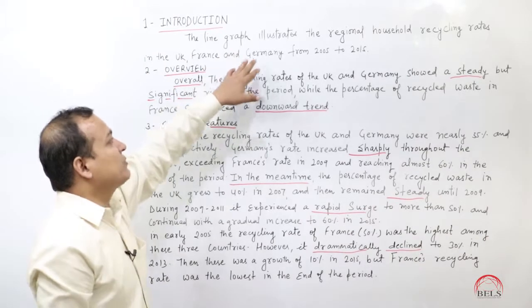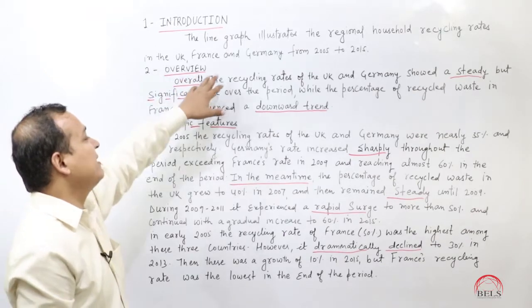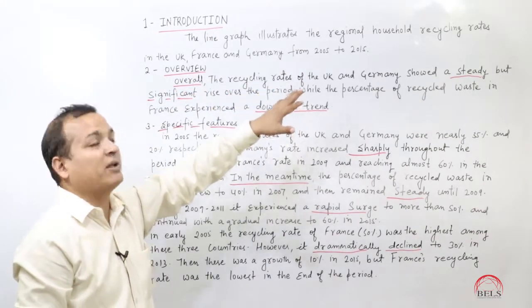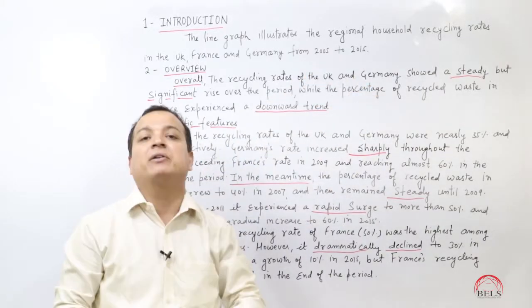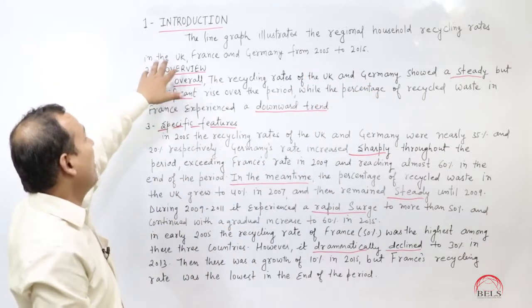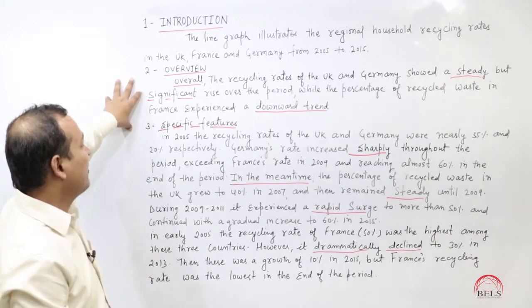The line graph illustrates the regional household recycling rates in the UK, France and Germany from 2005 to 2015. Make sure you indicate this year, that's very important, and also the names of the countries. Now after that we'll be coming to the overview.